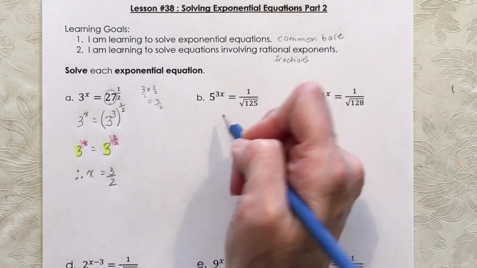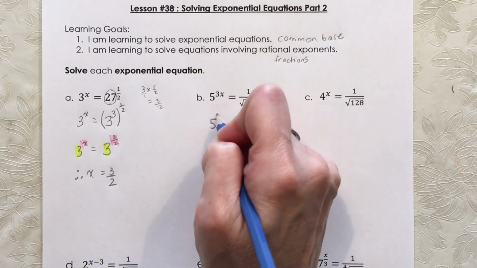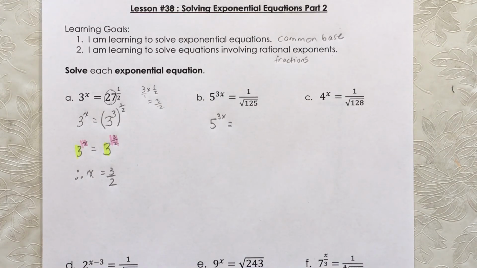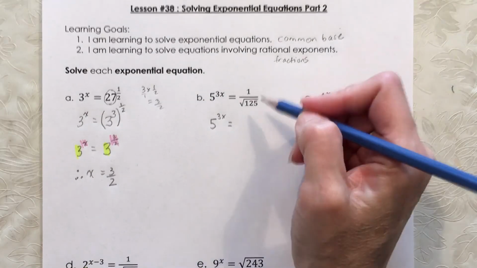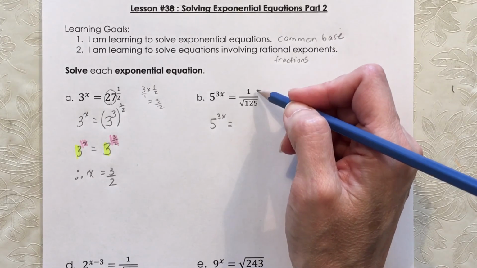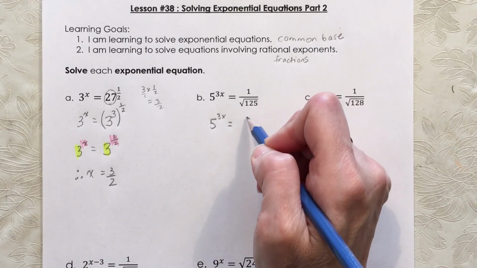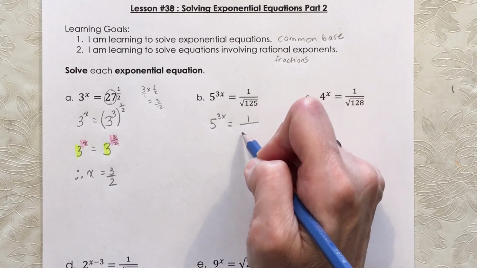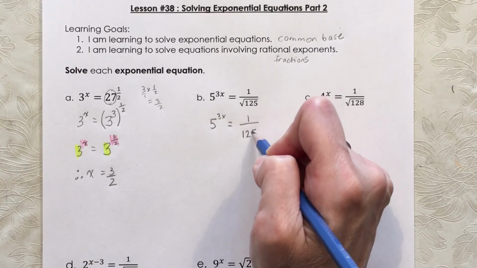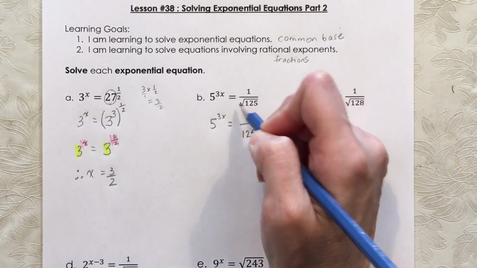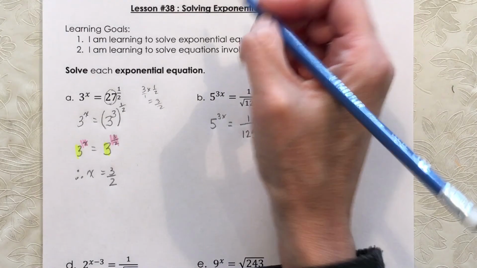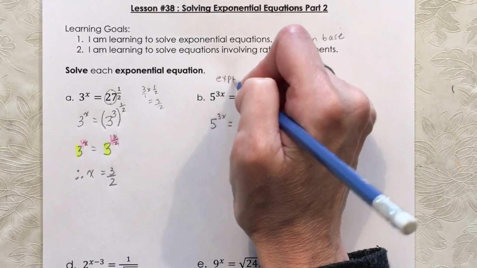All right, so 5 to the 3x on this side. So in order to get a common base, first of all, I need to have the number in the numerator, okay? But also with this one, I have to get rid of the square root. So I want to write this in fractional form instead. So I want to write it as 1 over 125, and instead of square root of 125, I want to write it to the power of 1/2. So exponential form is really important here.